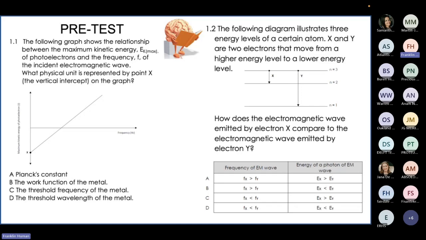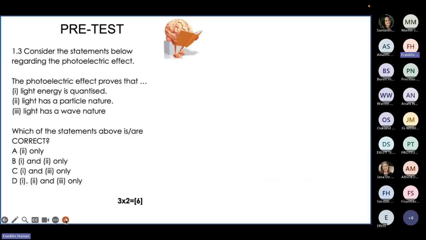And they will emit light at different frequencies. And if they emit light at different frequencies, they emit light at different colors. So that is what you need to think about for that one. And then question 1.3 is a simple question about the photoelectric effect, particle nature, wave nature of light.